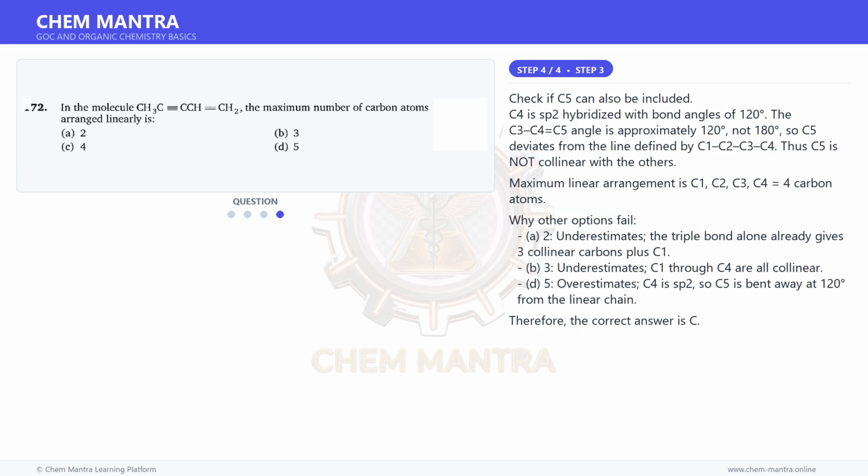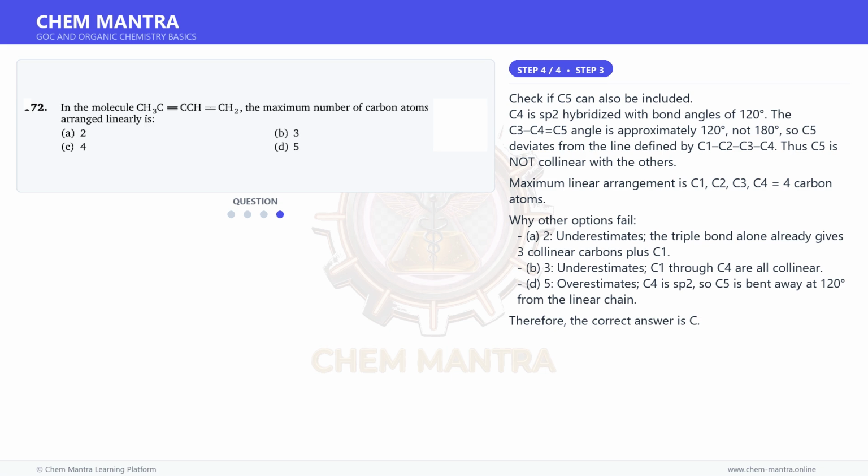And for the final step, check if C5 can also be included. C4 is sp2 hybridized with bond angles of 120 degrees. The C3-C4=C5 angle is approximately 120 degrees, not 180 degrees, so C5 deviates from the line defined by C1, C2, C3, C4. Thus C5 is not collinear with the others. Maximum linear arrangement is C1, C2, C3, C4, which is 4 carbon atoms.